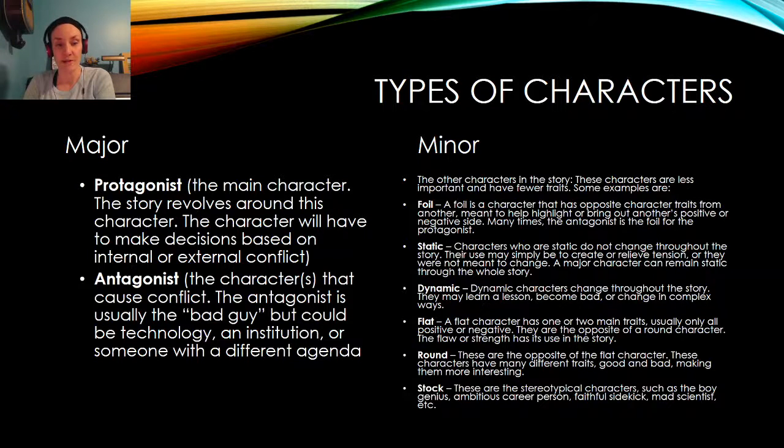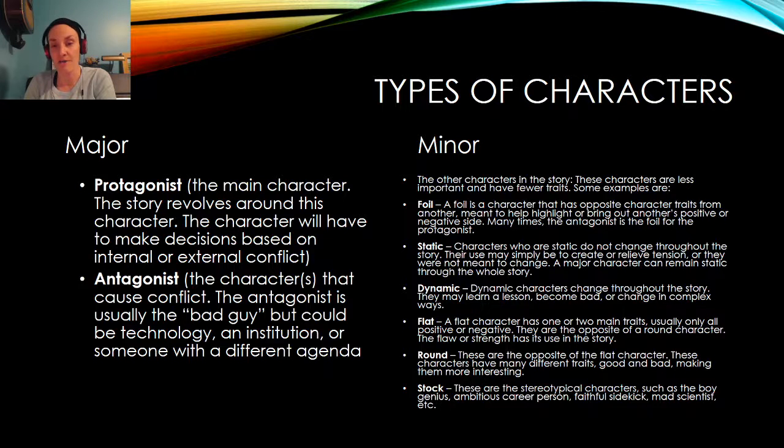The protagonist is the main character that the story revolves around, and they usually have to make some sort of decision based on a conflict. So maybe that conflict could be with themselves, or it could be with some sort of society issue, or it could be another character. The antagonist is the character that causes that conflict with the main character. So often it's the bad guy, but it could also be technology or just an idea, or someone who's not necessarily bad but just wants the opposite of what the main character wants.